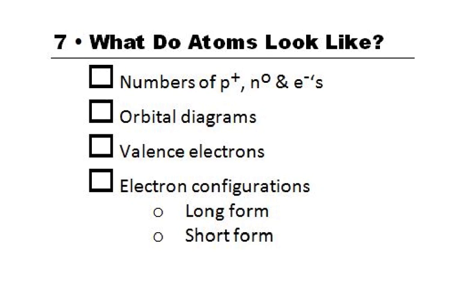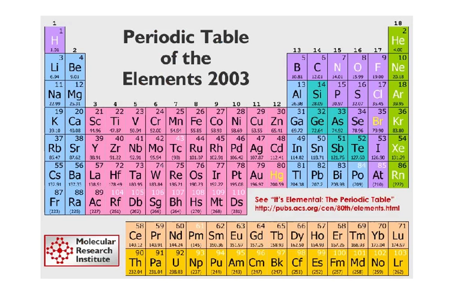This short tutorial wants to go through and show you how to find the number of protons, neutrons, and electrons in any element, be able to draw the orbital diagrams, be able to pick out the valence electrons, and then show the electron positions in terms of electron configurations. We'll do it both as the long form and as the short form.